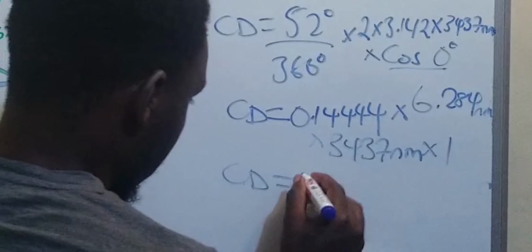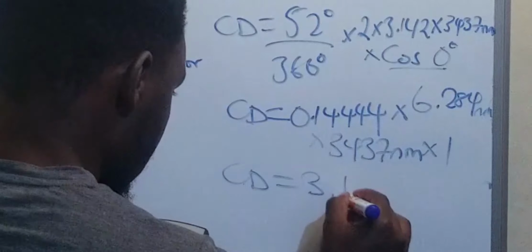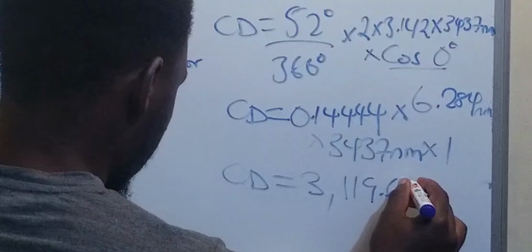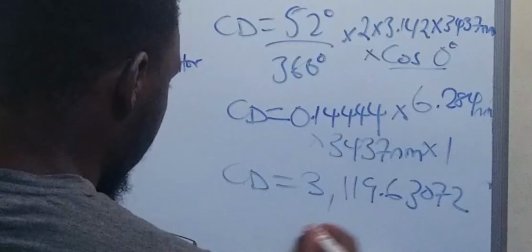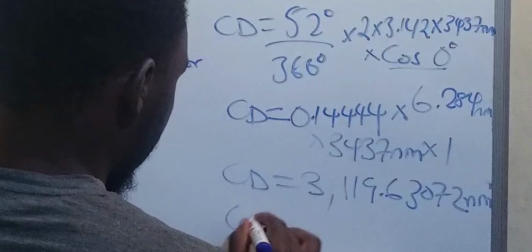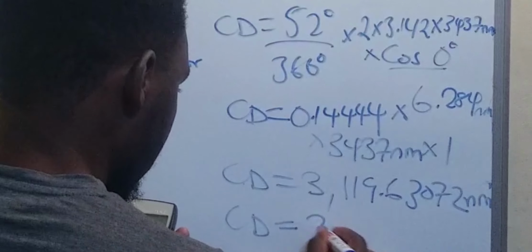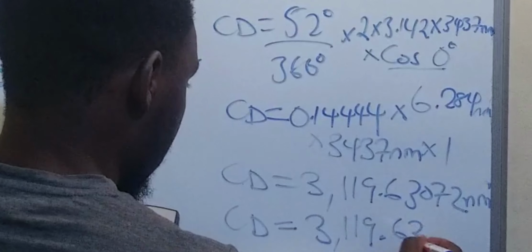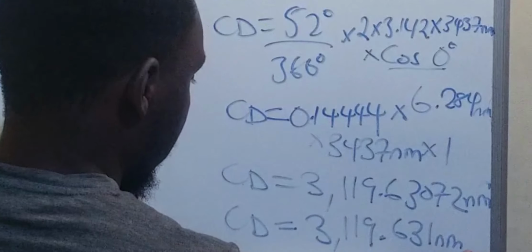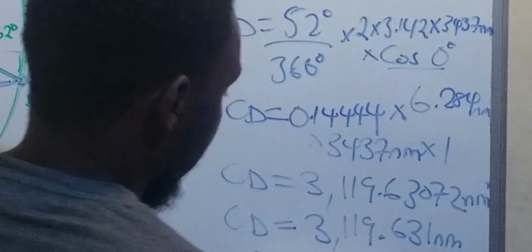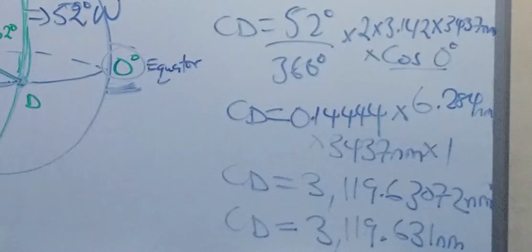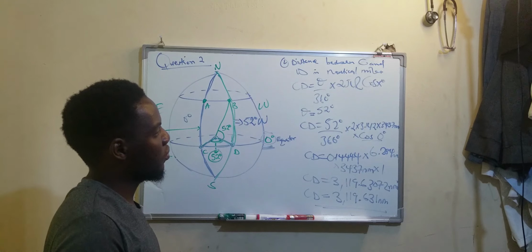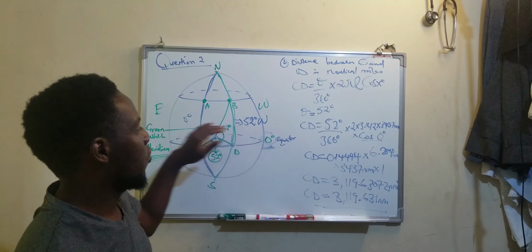So you have 3,109.63072 nautical miles. CD is equal to 3,119.631 nautical miles to 3 decimal places. That should be our answer there. If our calculations are correct, then that's how we're supposed to find the distance along the equator.